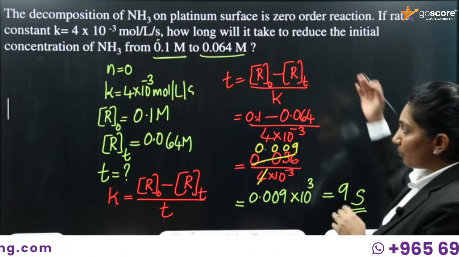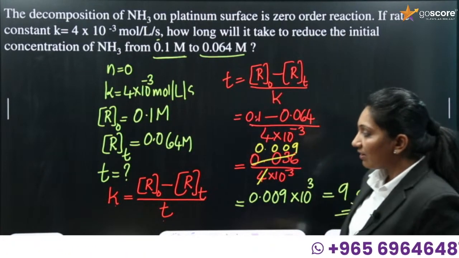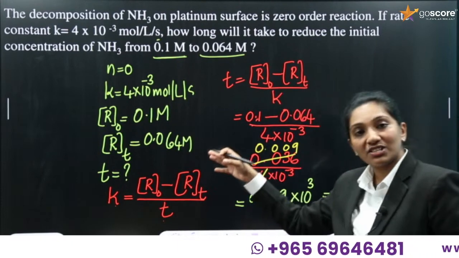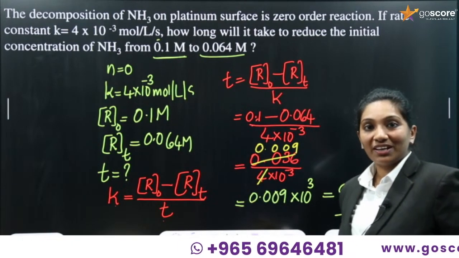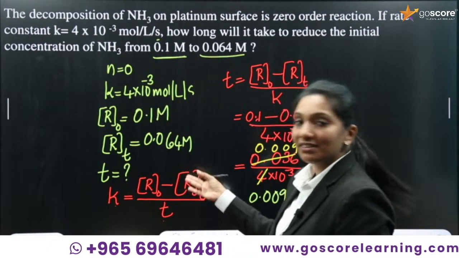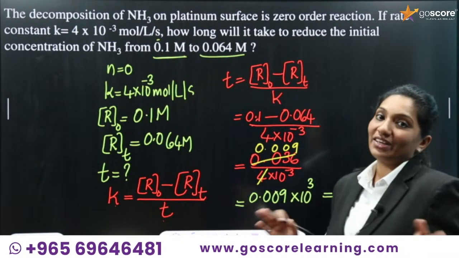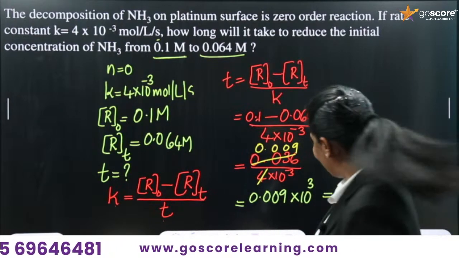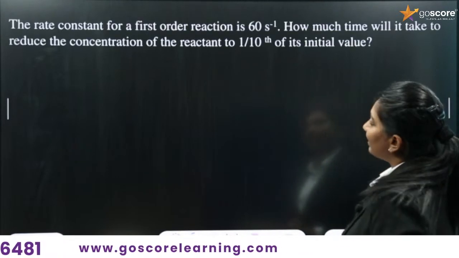So, whenever you are provided with the initial concentration and final concentration, if it is a zero order reaction, the only thing you want to do is remember the rate equation. Know the equation, just simply by substituting, you can easily score the mark. Okay. Now, let's see another example.